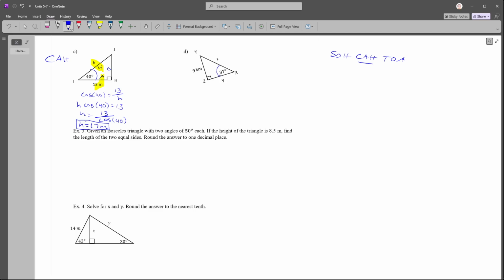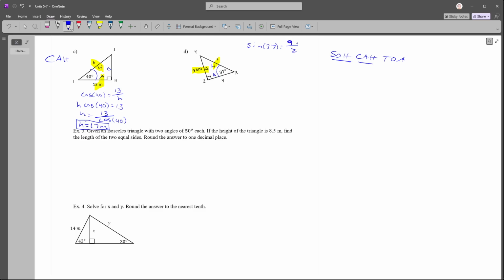Reference angle 37. Label our triangle hypotenuse, opposite, adjacent. Now let's decide what we're going to go for. Let's say we're going to solve for z first. So that means we have the opposite, and we're looking for the hypotenuse. So that means that we are going to use sine, because we have opposite and hypotenuse. Okay, so we have sine of what? Sine of 37 is going to be equal to our opposite, which is 9, over our hypotenuse, which is z.